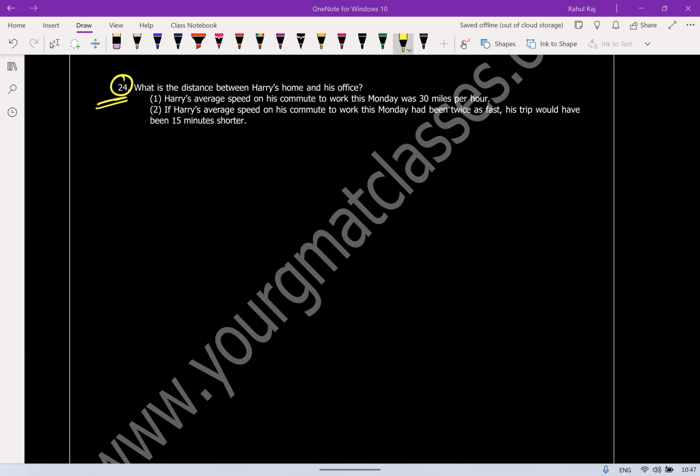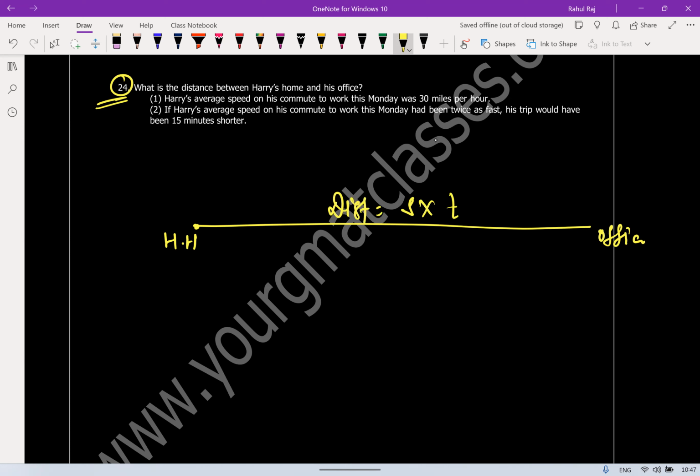Yep. It says, what is the distance between Henry's home and office? Let's say this is Henry's home and this is the office. They're asking you to find the distance. To get the distance, you need speed and time. It's straightforward logic. Nothing else is required. Option number 1 says Henry's average speed on his commute to work this Monday is 30 miles per hour. So they give you just the speed, 30 miles per hour.